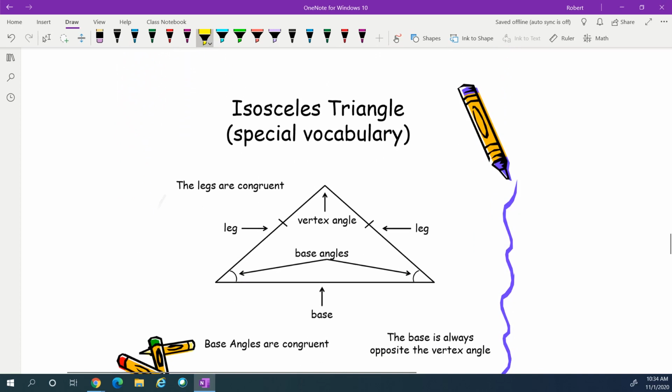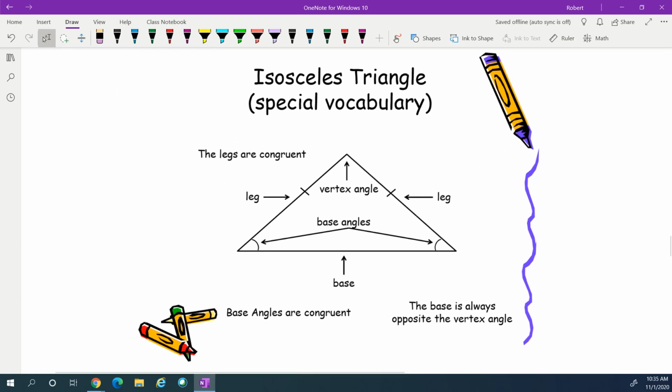We also have some vocabulary that is very specific to an isosceles triangle. In an isosceles triangle, we also have legs, but the legs are congruent. The third side is called the base. On the base sit the base angles, and those base angles are congruent. Remember, if we have two sides that are congruent, we must have two angles that are congruent. Well, there they are. So on the base sit the base angles.